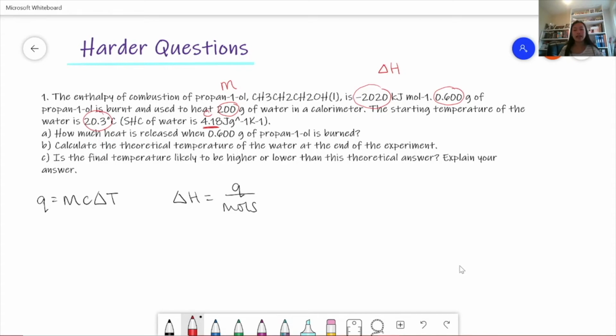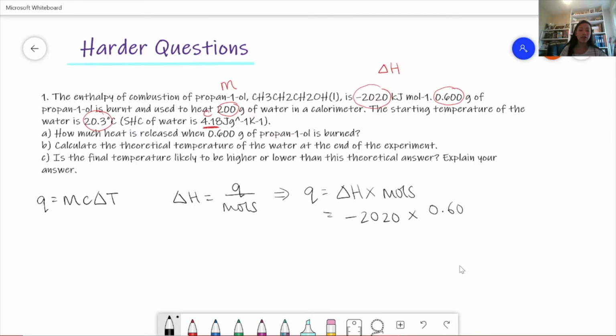And we have the delta H, and we can find the moles by using the mass here and dividing it by the MR. So if we rearrange this formula to get Q as the subject, then we can hopefully use it in this equation, which, if we rearrange it to find delta T, then we'll be able to find it. So Q equals delta H times moles. Delta H we know is minus 2020, and then you times by the moles, which is mass over the MR.